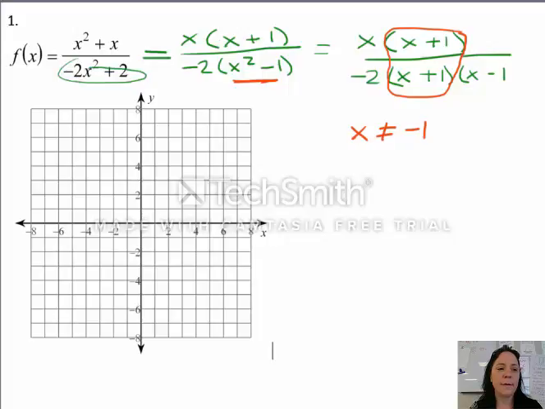But I also have some other disallowed values. So if I want to find out where my hole is on the graph, then I'm going to need to find out what the value would be if I just divided out this version of 1 here and graphed the function x over negative 2x minus 1. That is the function I'm going to use to find the y value for this hole.